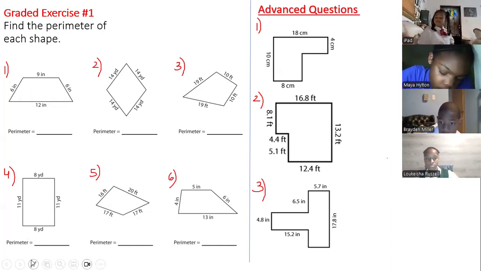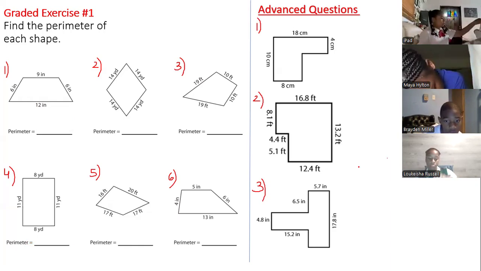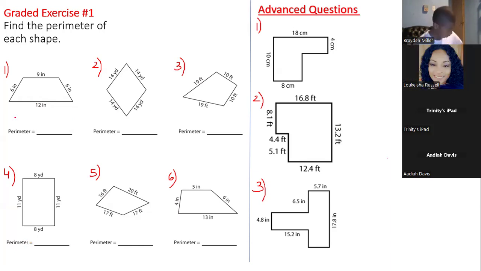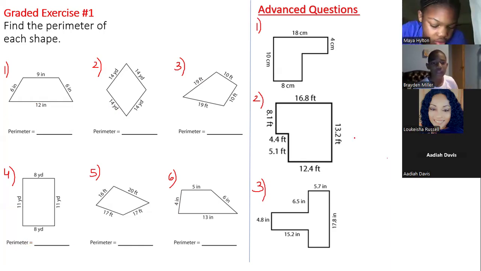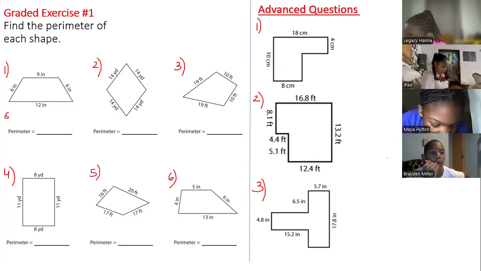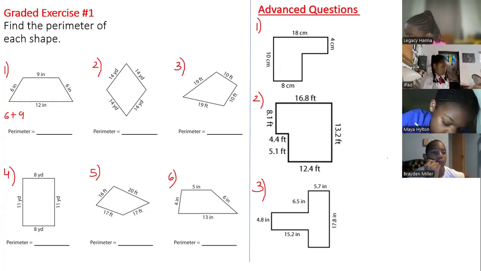We have to find the perimeter. Where's Trinity? I don't know why Trinity is taking so long. Trinity, are you there? Yes, sir. Please turn your camera on. What are you doing? You have to turn your camera on, Trinity.